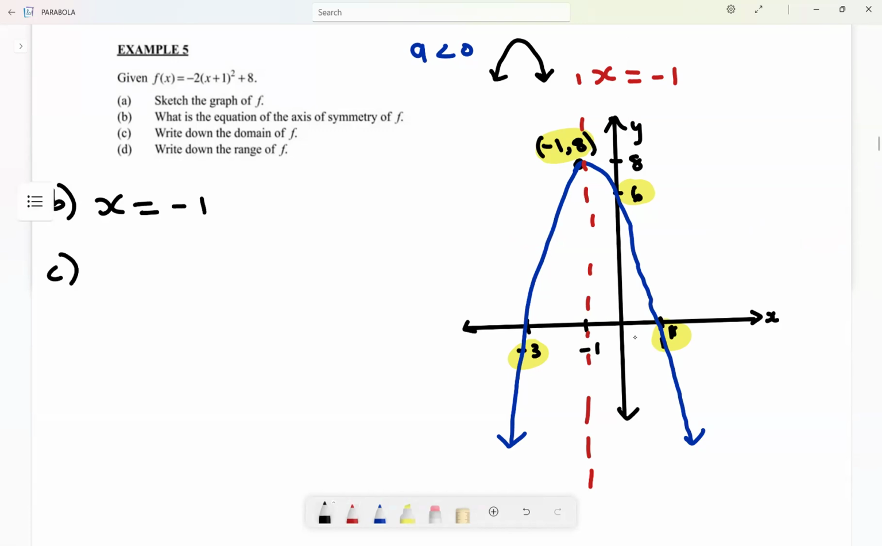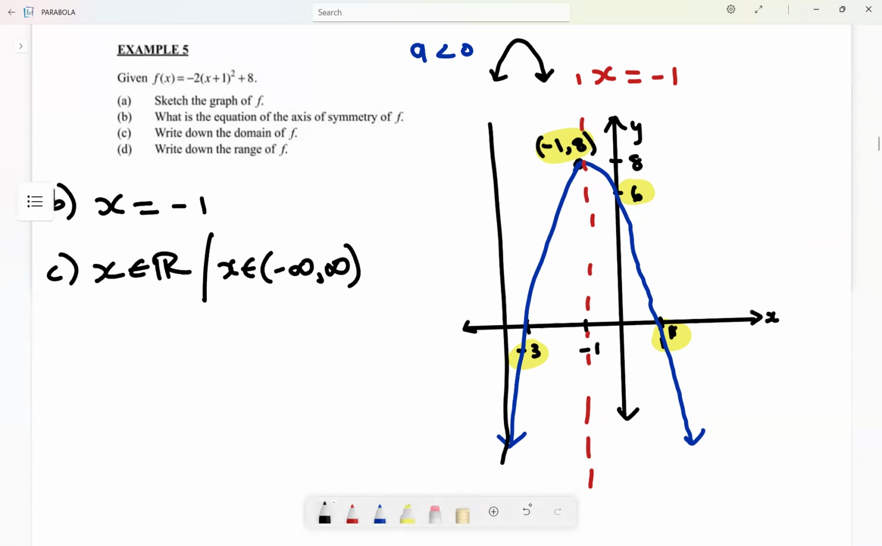C, write down the domain of f. This shape is what? It is a parabola. And for a parabola, x is an element of the real numbers, or x is an element from -infinity to infinity. Again, how do I know? If I take my ruler from here, it starts at -infinity, and as I go towards the right, it ends at infinity. So yes.